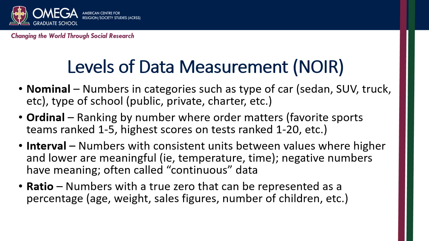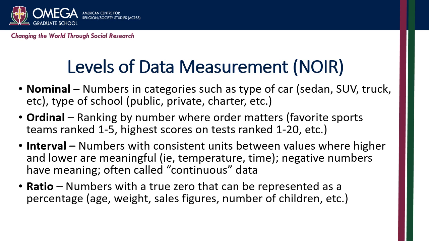Nominal data are numbers and categories such as type of car, sedan, SUV, truck, etc., or type of school, public, private, or charter. These are often frequency counts, so how many people drive a sedan, how many people drive an SUV, how many students are in public school, how many students are in private school, etc.